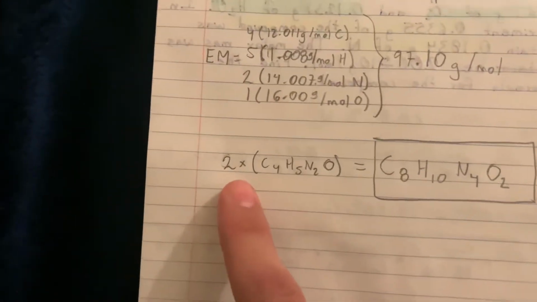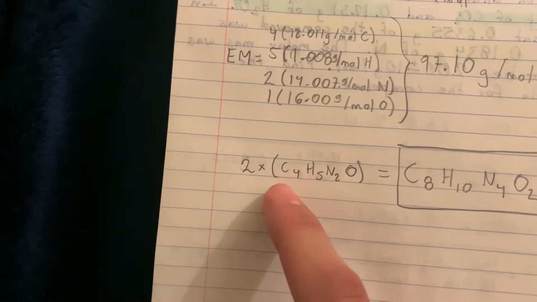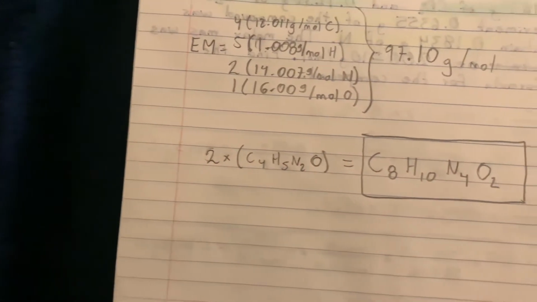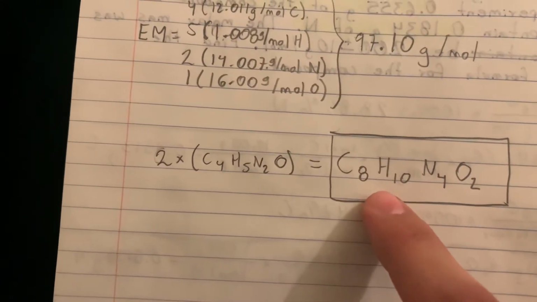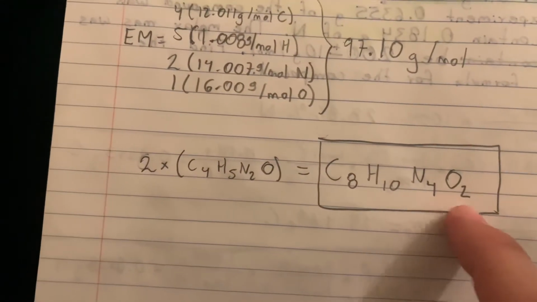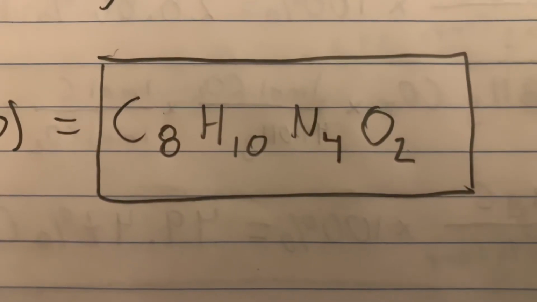So I just multiplied all of the empirical formula by 2. So I got C8H10N4O2. So that was the molecular formula for the compound.